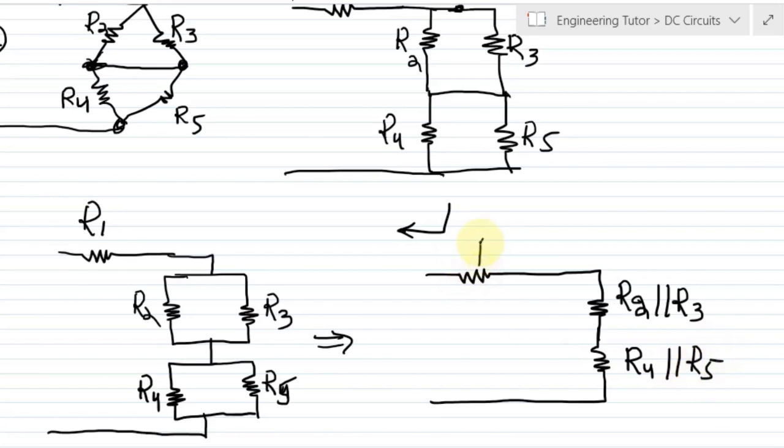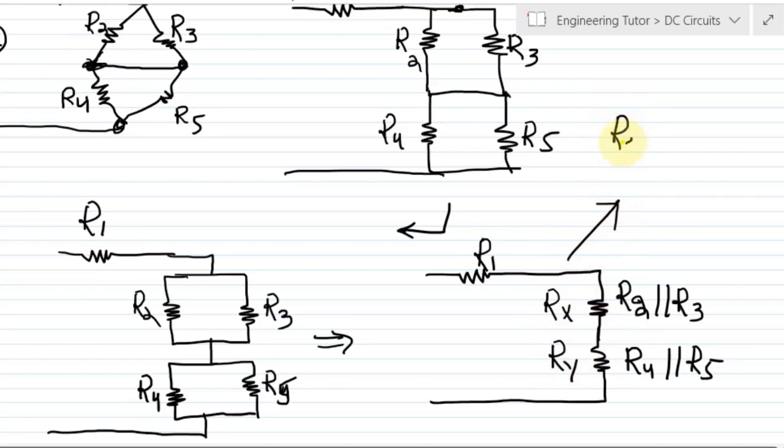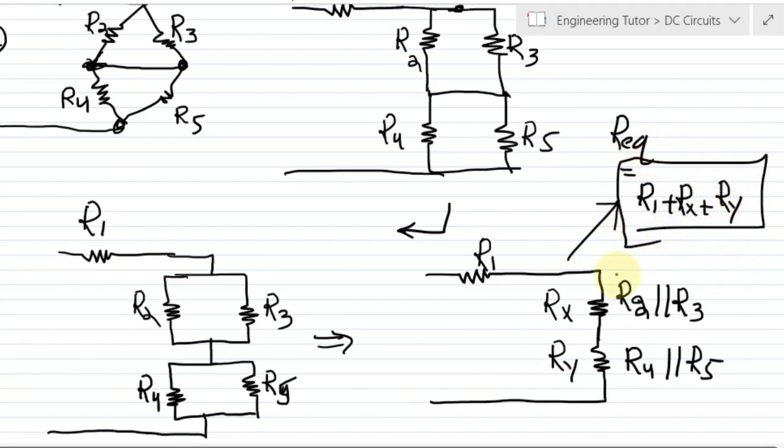Now we can very clearly see that if this is Rx and this is Ry, the equivalent resistance here will be R1 plus Rx plus Ry. That would be the equivalent resistance, and we can easily use all the other methods here. If the total current is passing through here, then by using the current divider law, we can very easily find the values of current I2 and I3.